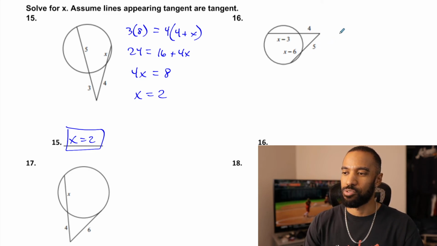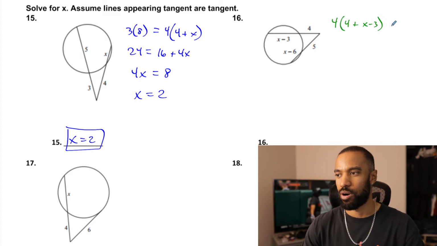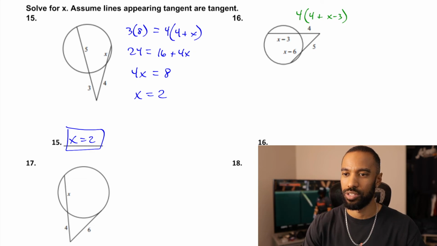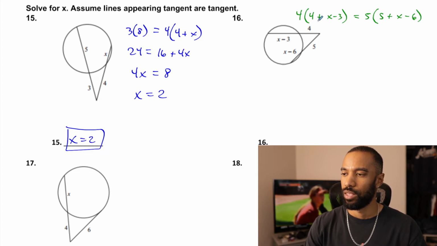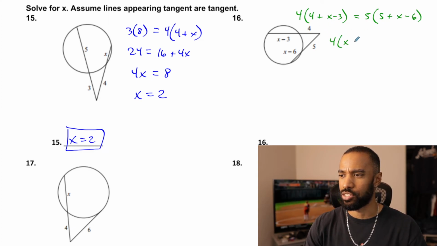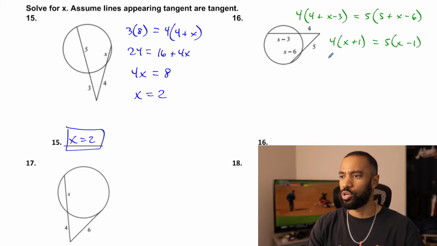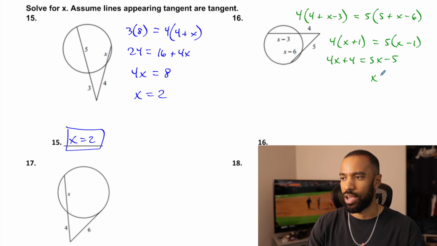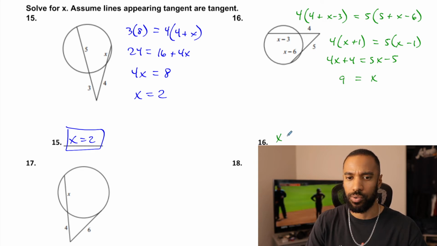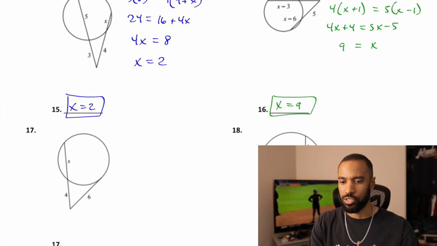All right, outside times whole. Be careful. The 4 is part of the whole. Equals outside times whole. Like so. Before I distribute, I'd love to combine that stuff. x, negative 3 plus 4 is 1. So x plus 1 equals 5 times, I probably should have done that first, x minus 1, I believe. Distribute there, we get 4x plus 4 equals 5x minus 5. Subtract 4x, you get x. Add 5, you get 9. So x equals 9. I'm not double checking, but I assume my math is good.